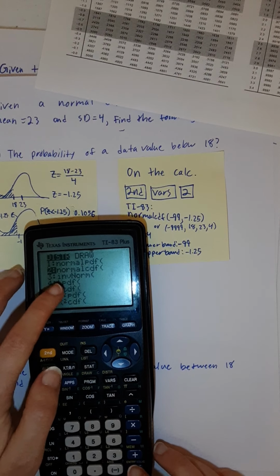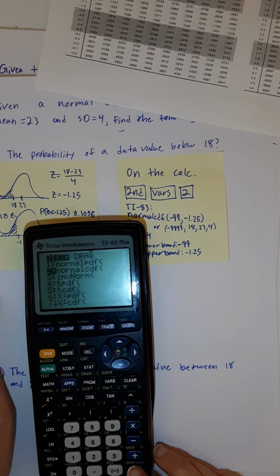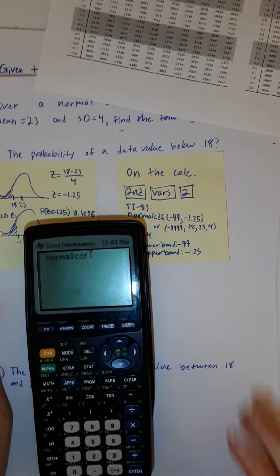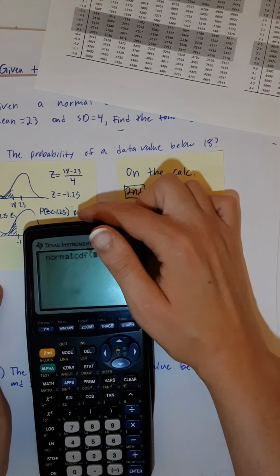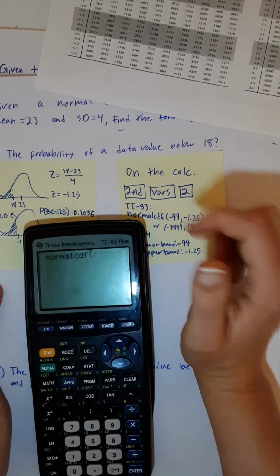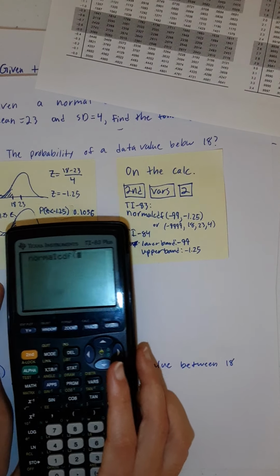So we're going to use normal CDF. So you'll always go down to number 2. You'll skip number 1. And we're going to try and enter basically what this problem is telling us. And we can do it a couple of ways.